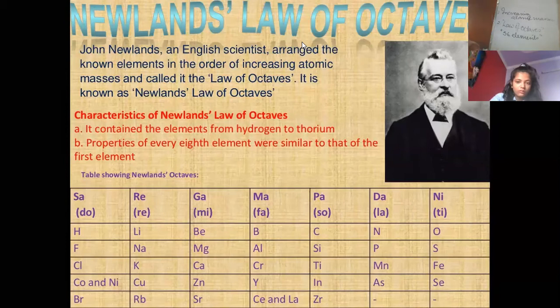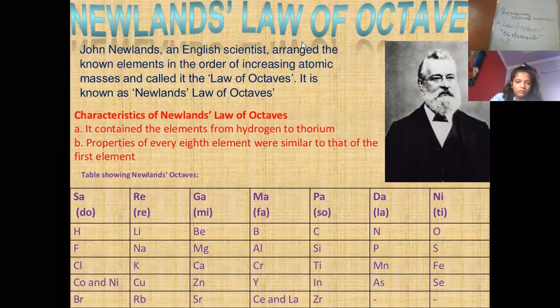This was one of the biggest drawbacks of Newlands' law of octaves, because he closed the chapter for research, and in science there is no closure for research. Research is still going on. We cannot say today, with 118 elements, that no further element will be discovered. It was the biggest drawback of Newlands' classification, that he said only 56 elements will be known and no new element would be discovered in future. Right? This was one of the limitations.